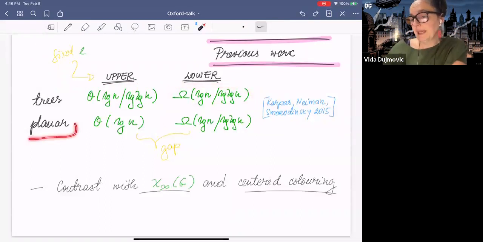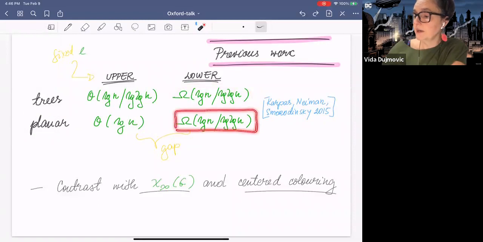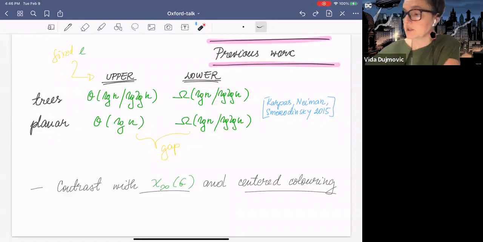And what I proved for planar graphs is that the upper bound is log n, and the lower bound, you only know the lower bound was also from trees, which is log n over log log n. So there was a gap here, and the question was, what is the correct answer for planar graphs? Is it log n, is it log n over log log n, or is it something in between?